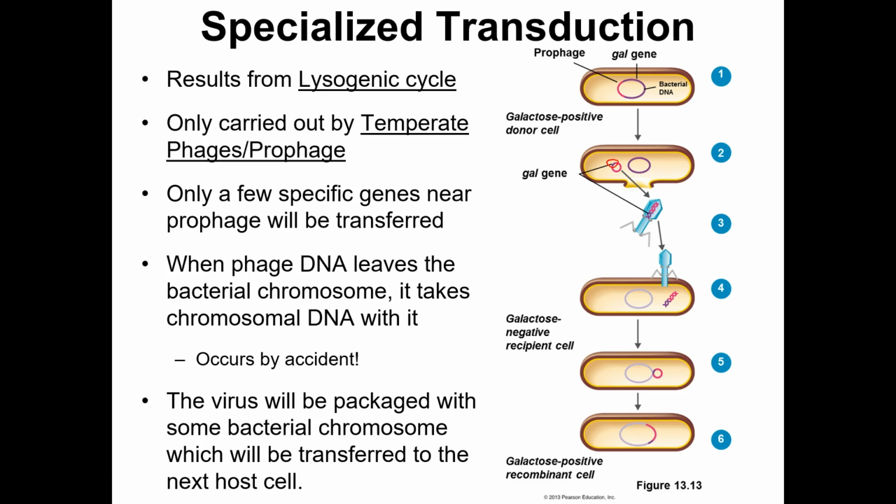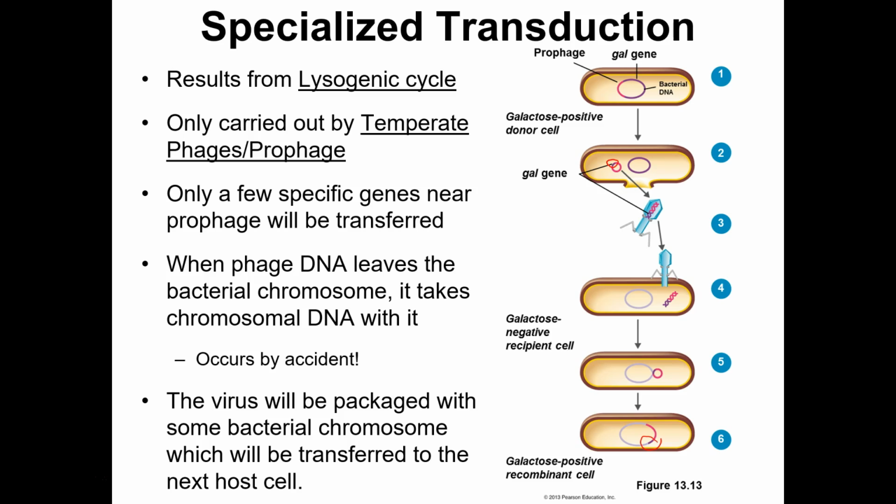So it finishes out the lytic cycle. All the new viruses get packaged with copies of this kind of faulty viral DNA with the extra gene attached to it. They go out, find new host cells, inject that DNA, and say they become a prophage again. And look at that. They transferred that gene from the donor to the new recipient cell.